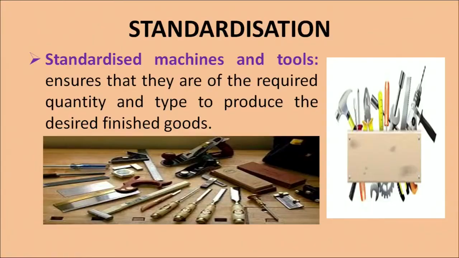Under this there are standardized machines and tools, standardized methods and standardized working conditions. Standardized machines and tools ensure that the required quantity and type are available to produce the finished goods. So, in producing a particular commodity, you standardize what kind of machines, equipment or tools will be required, and not only the type, but you also specify in what quantities they would be required, so that accordingly the calculations can be made and the job can be allocated to the employees.